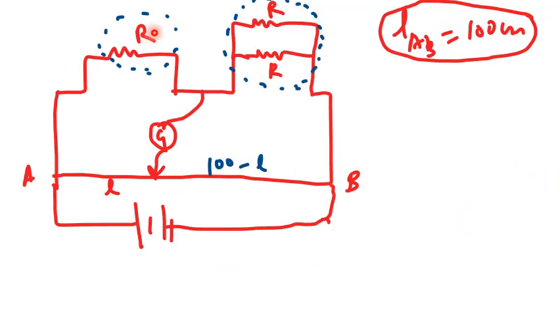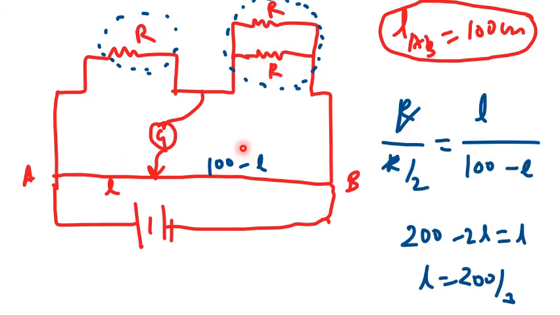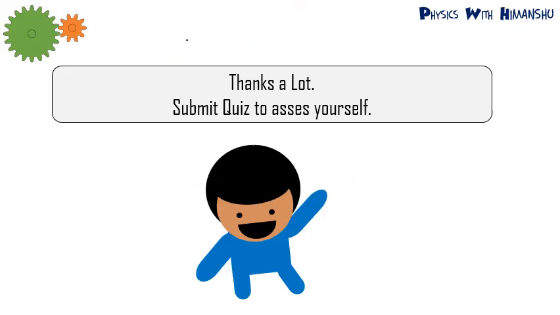Similarly, in this question, in one branch there is R, and in another branch there are two resistances R which are connected in parallel. So when R and R are in parallel, the equivalent resistance will be R by 2. So in front of R we'll put L, in front of R by 2 we'll put 100 minus L. R and R will get cancelled out. Solving this equation, L will come out to be 200 by 3 centimeter.